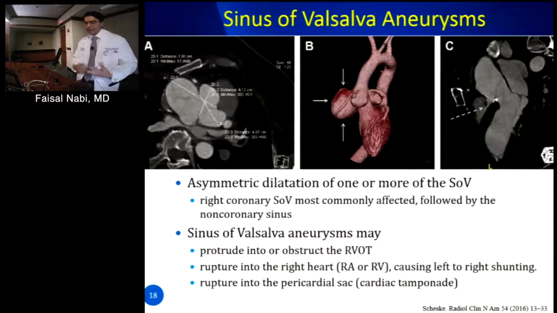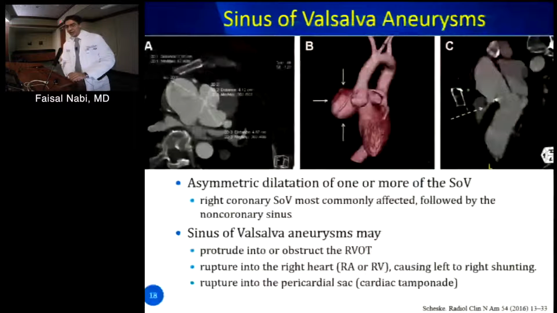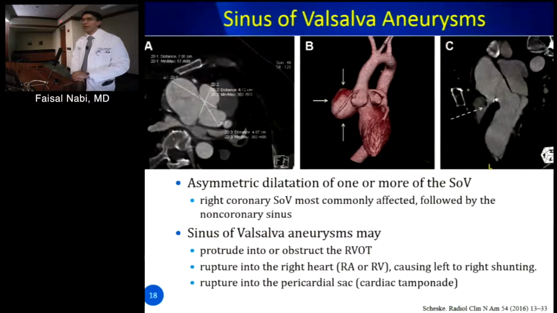These can protrude into the RVOT, obstructing it, or they can, as in this picture in C, where you see the blush of contrast, actually rupture into the right heart, be it the right ventricle or the right atrium, and lead to shunting. They can also cause cardiac tamponade if they were to rupture into the pericardial sac.